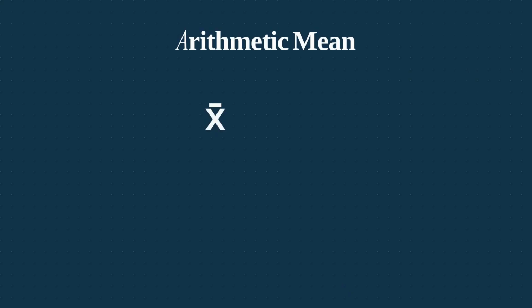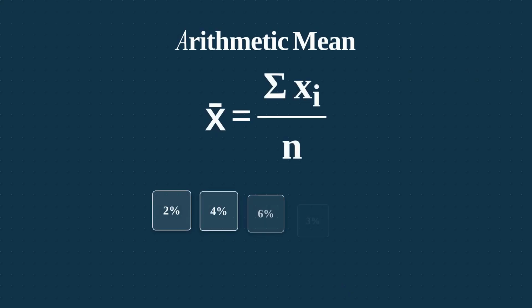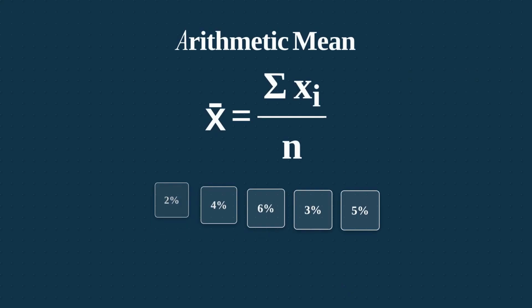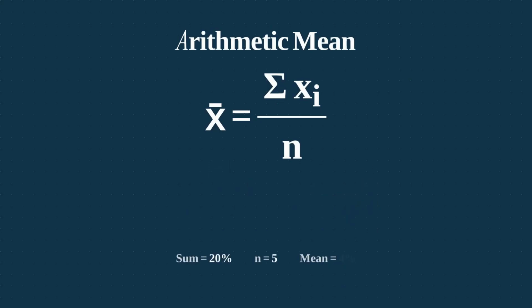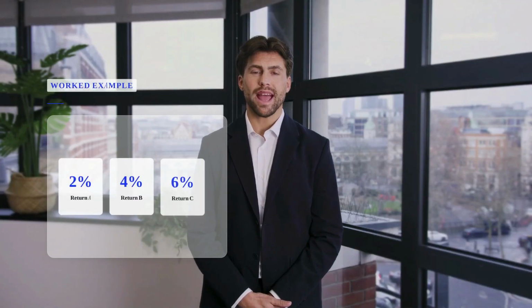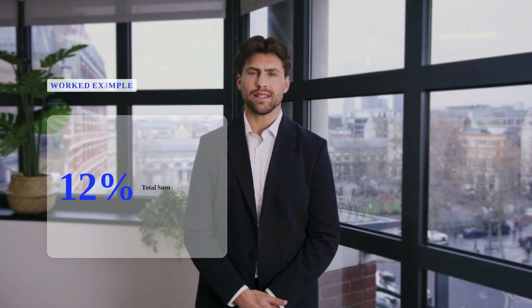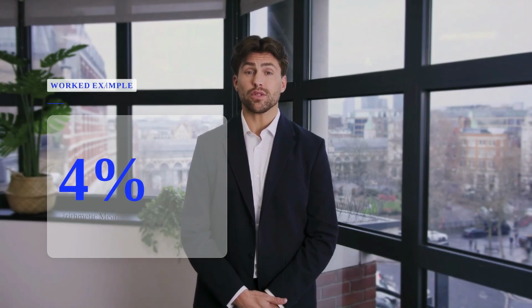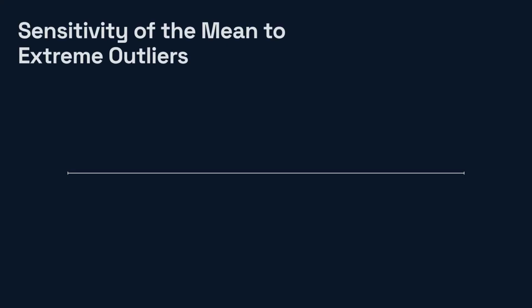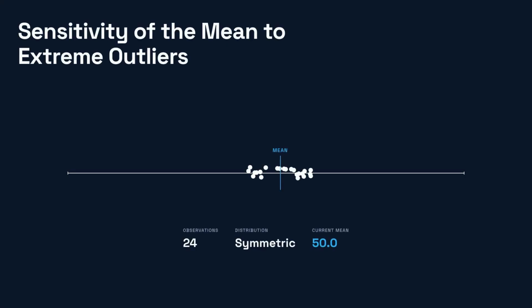portfolio decisions. The arithmetic mean is the sum of all observations divided by the number of observations. It is the most common measure of central tendency. Suppose three annual returns are 2%, 4%, and 6%. Add them to get 12, divide by 3, and the mean is 4%. The mean uses every observation, which is useful, but it also makes the mean sensitive to outliers. One extreme return can pull it sharply upward or downward.